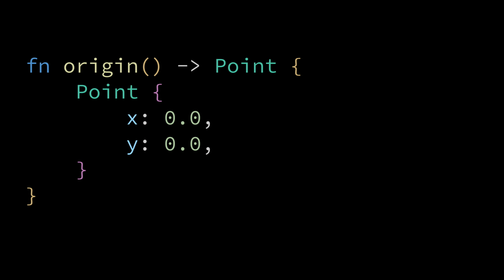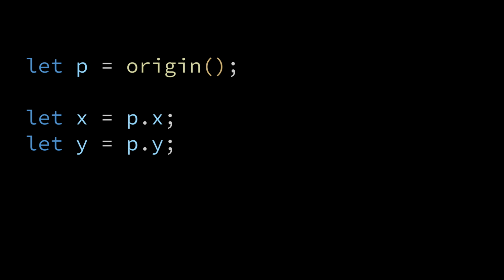It's a matter of style whether you put all the fields on one line or on separate lines, and whether you include the trailing comma. And just to avoid confusion here, the outer Point before the curly brace is the return type of the function, and the inner Point and curly brace is the start of the expression that constructs the return value. Once you have a struct, you can access its fields using dot notation as you'd expect.